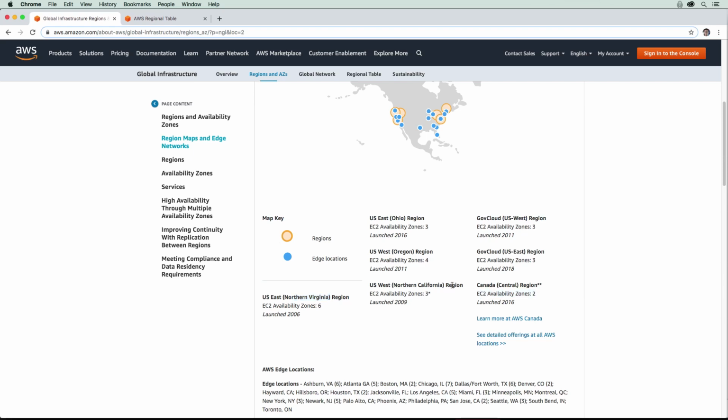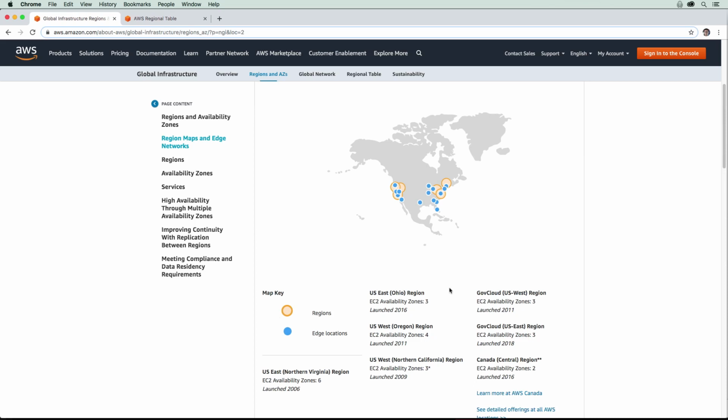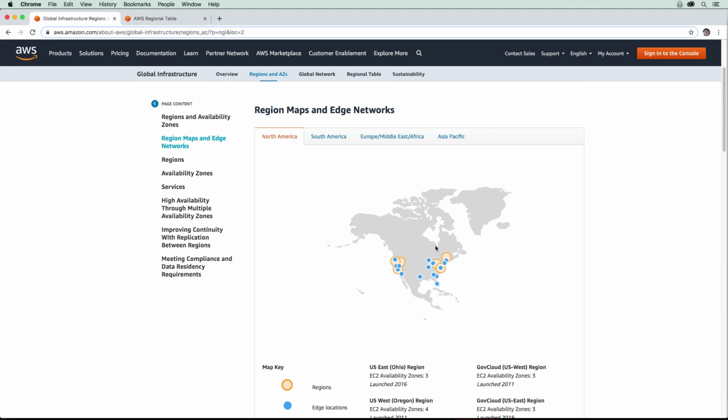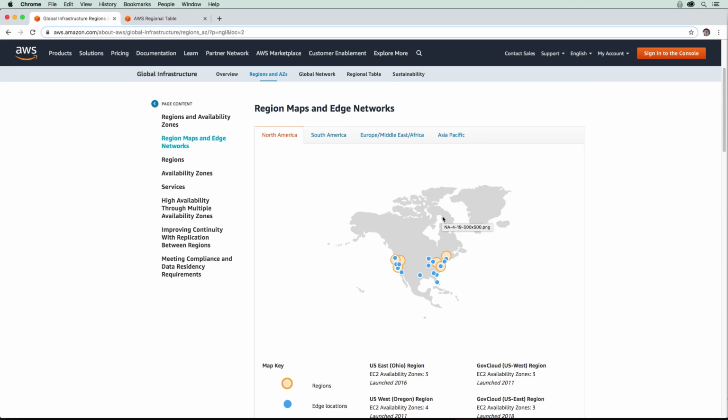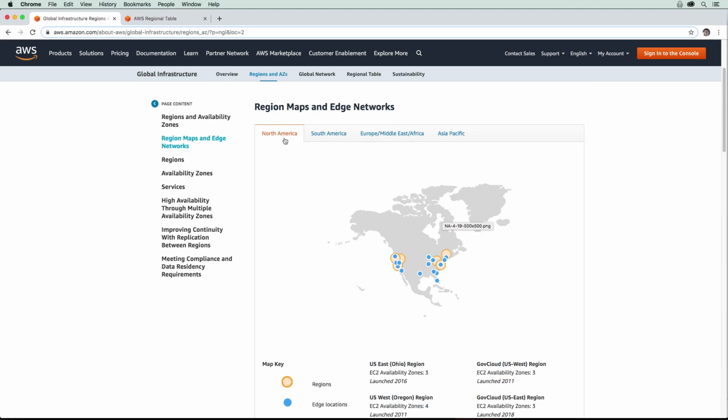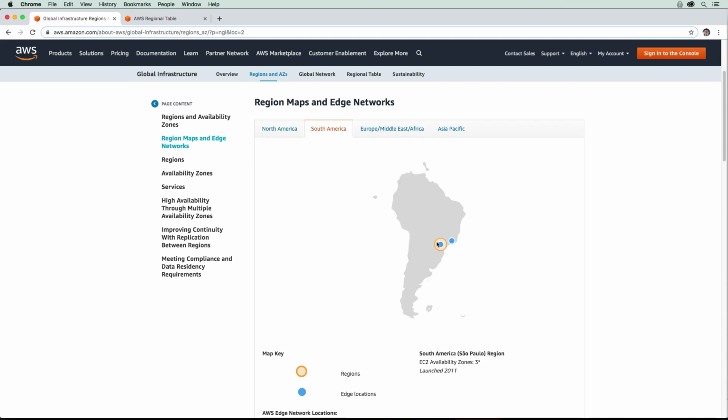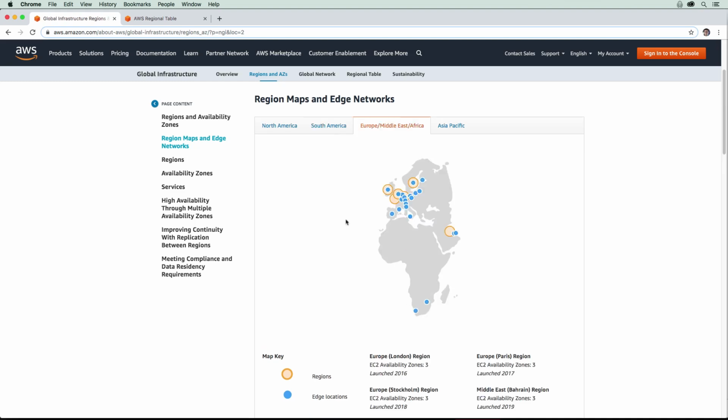So AWS can always say that they at least have two AZs in every single region, but they're definitely coming close to being able to say they have at least three in every region, which is very important because most companies or enterprises have to run in at least three AZs. Now going on to South America, you can see that there is a single region here, and that is in Brazil. Then over here in Europe, we have a few.